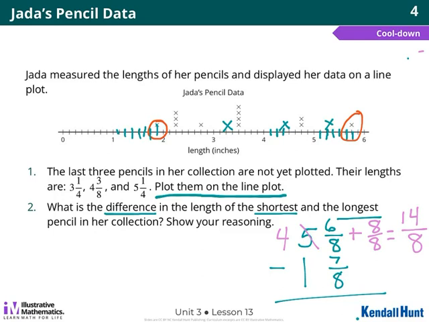Then I'm going to take 14 minus 7. 14 minus 7 is 7. I keep my denominator of 8. So that's 7 eighths. Then I subtract my whole numbers. 4 minus 1 is 3. So the difference is 3 and 7/8.